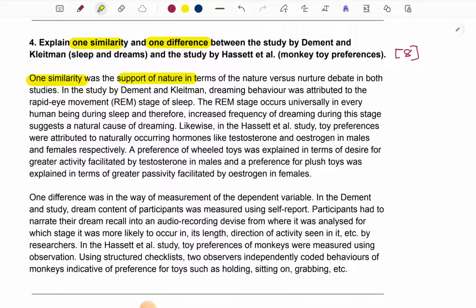Okay, the other way of thinking about it is just be as elaborate as you can, be as clear as you can. So here when I say one similarity is nature, then I specify that in QvYTv, it's nature because dreaming is attributed to the REM stage of sleep. The REM stage occurs universally, like that is proof that it is nature because everyone is experiencing it, and therefore there is increased frequency of dreaming, and we would assume that's because of the natural cause, because everyone is showing that REM stage of sleep. So I need to explain that way. Again, if you are getting a little confused about what I'm talking about, you need to read the answer first before listening to what I'm saying.